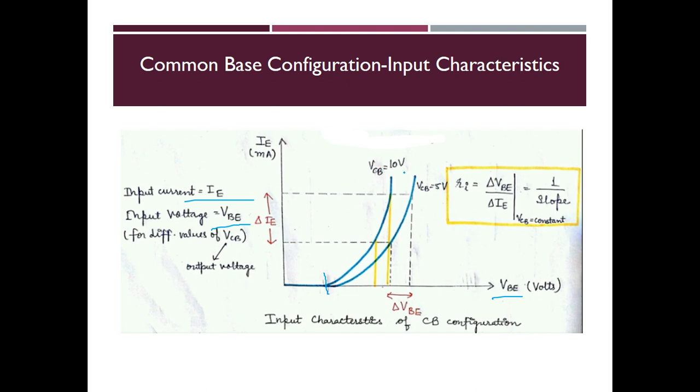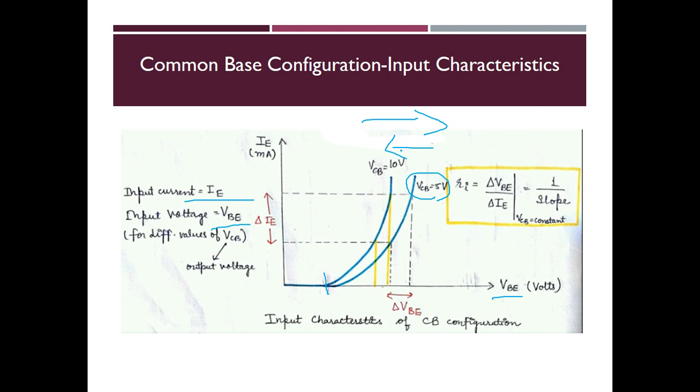Whenever I keep on increasing this output junction voltage, we can see the curve is growing inward. This is not the case in common emitter, where if we increase the output junction voltage, the curve will be growing outward. Whereas in the case of common base, the curve is growing inward, and that property we are going to discuss in this session.